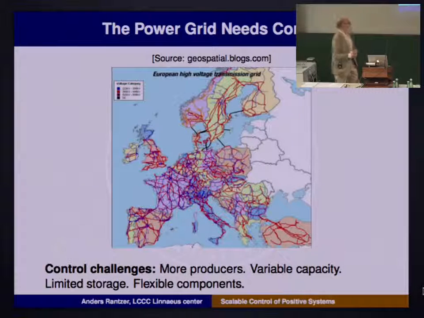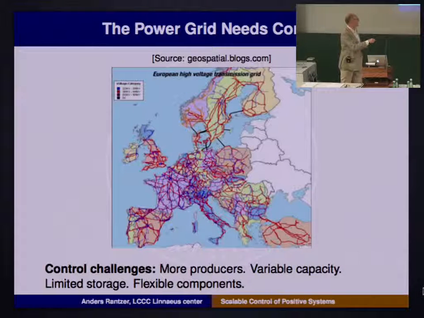Another such area is power systems. This is a map of the European transmission grid. The power system area is currently going through a major change due to the introduction of lots of renewable power. This means that we have more producers, millions of them. Everybody who has a solar cell on the roof can become a producer. But all of these solar cells and wind turbines have very variable production capacity depending on weather conditions. And a problem with the power grid is also that the storage is limited.